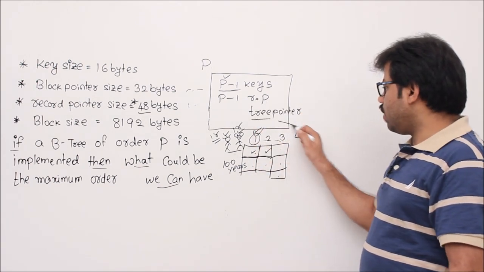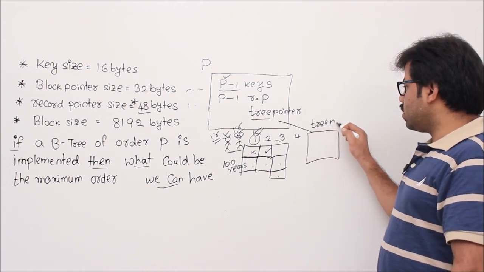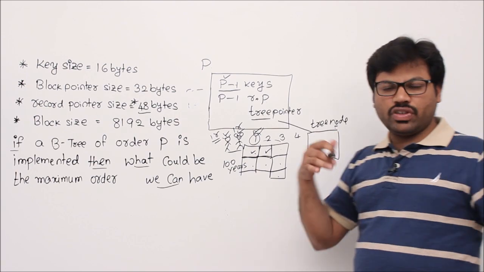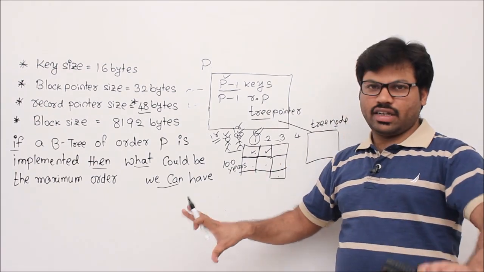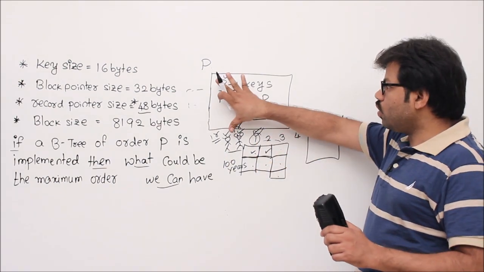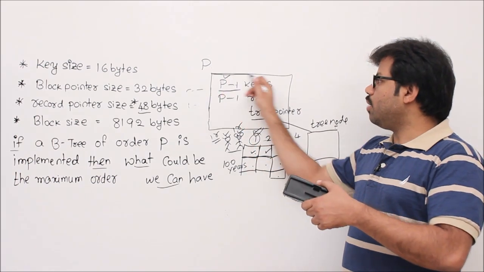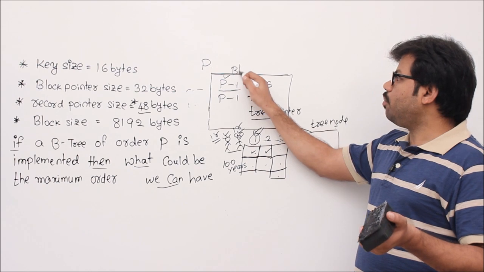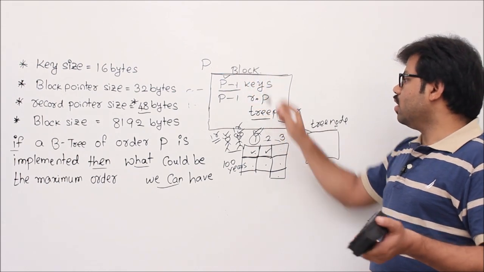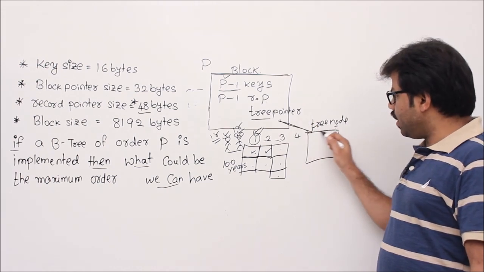Sir, what is a tree pointer? A tree pointer is a pointer which points to another tree node, correct? But that is your logical imagination. Now come to the physical things. Now we are in reality. In reality, you are going to store this B tree node. Already I told you that we have to keep this B tree node in a physical block. If you keep your B tree node in a block, then this tree pointer is going to point to the next B tree node.